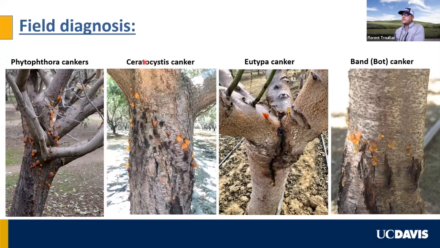With Ceratocystis canker, when you have this issue on the trunk, you will notice that the gumming only occurs at the margin of the infection, okay? With Eutypa canker, as I just mentioned, you will see, usually on young trees, a crack at the tree crotch and a little bit of gumming. And with band canker, remember the name, band canker will be a band of gumming going around the circumference of the trunk. So these are good tips for recognizing these diseases in the field so far.